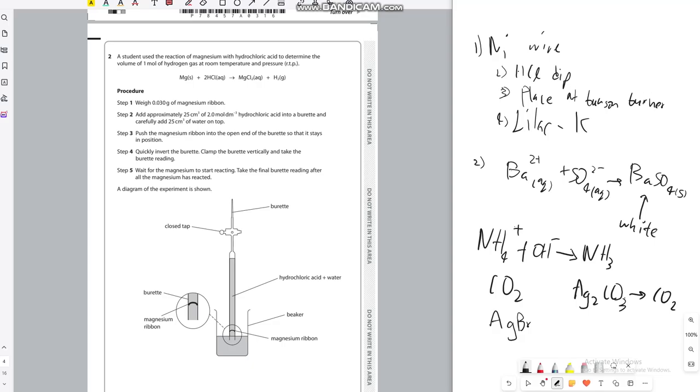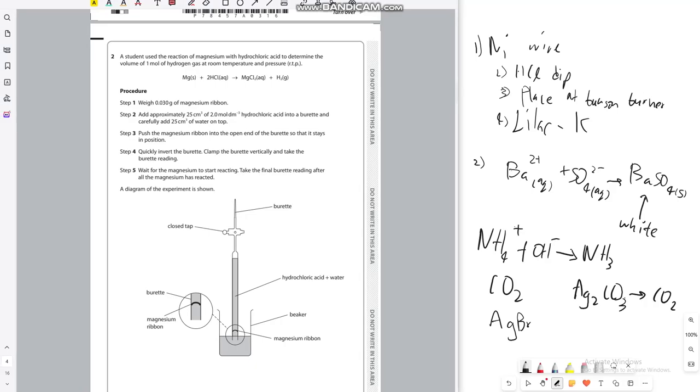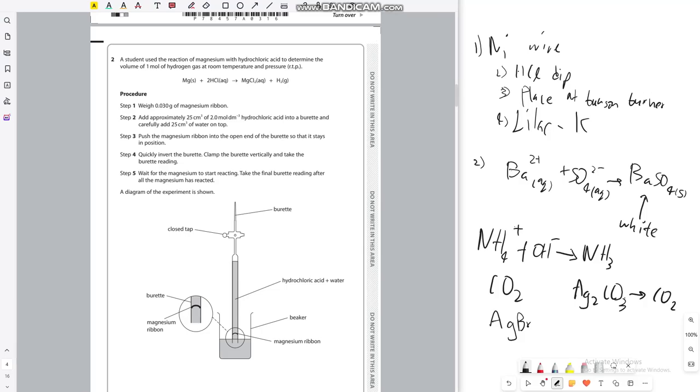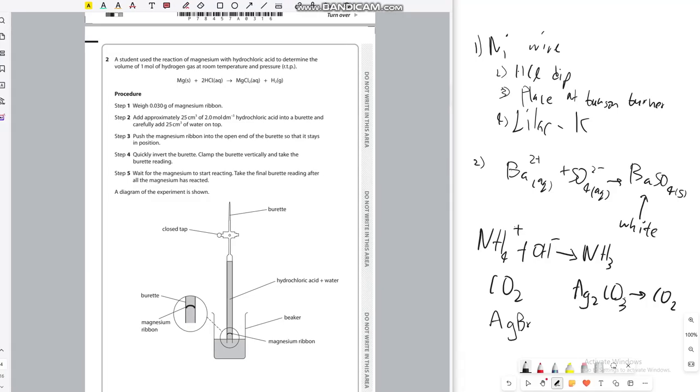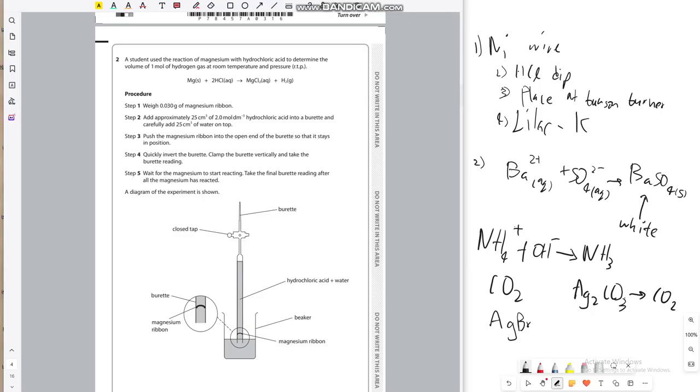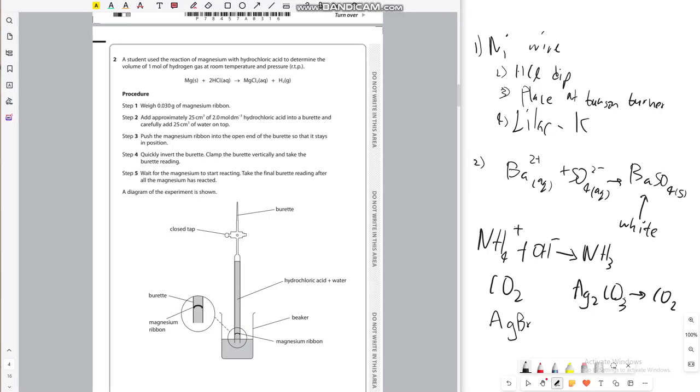They have set the procedure. Weigh 0.303 grams of magnesium ribbon. Add approximately 25 centimeter cube of 2 moles per decimeter cube hydrochloric acid into a burette and carefully add 25 centimeter cube of water on top. Push the magnesium ribbon into the open end of the burette so that it stays in position. Quickly invert the burette. Clamp the burette vertically and take the burette reading. Wait for the magnesium to start reacting. Take the final burette reading after all the magnesium has reacted. A diagram of the experiment is shown.